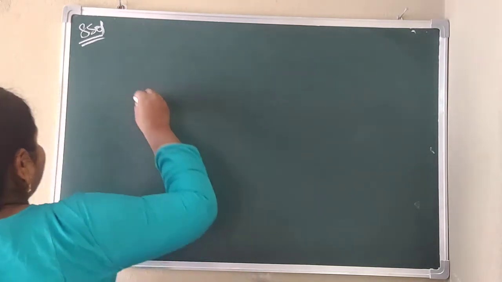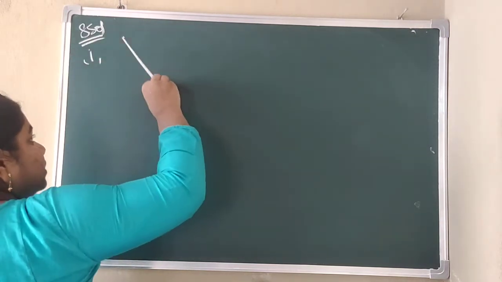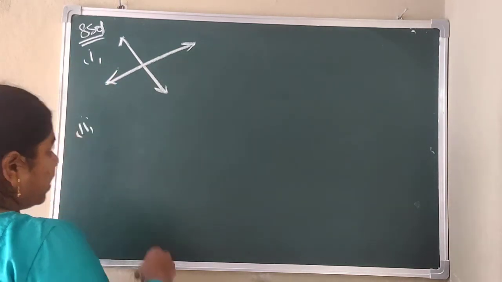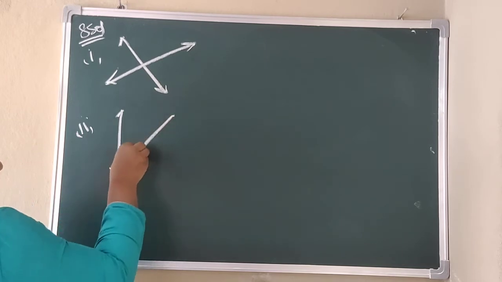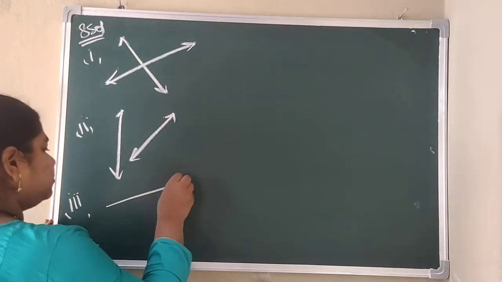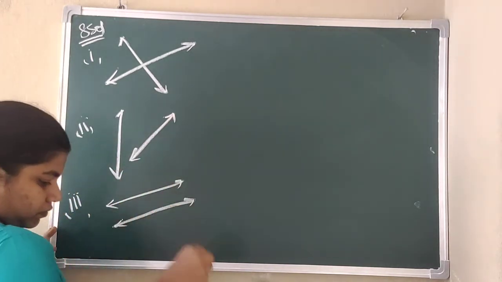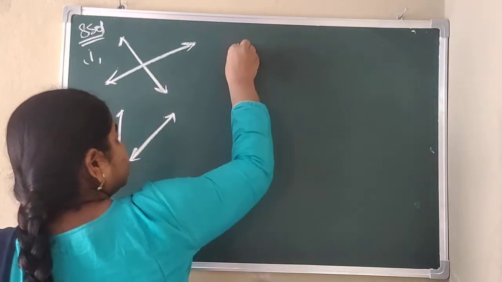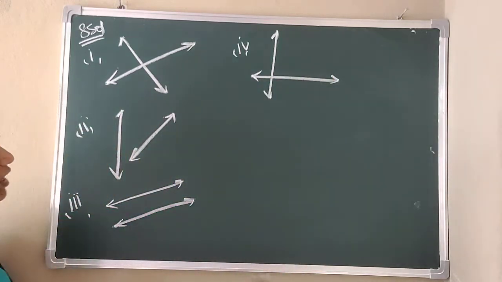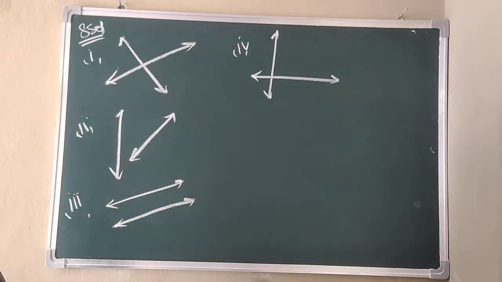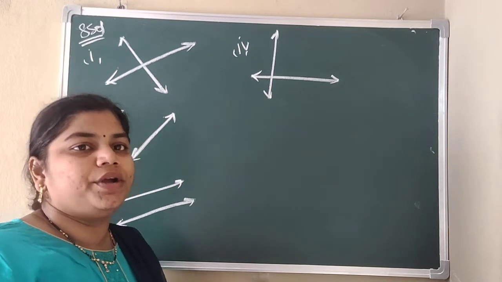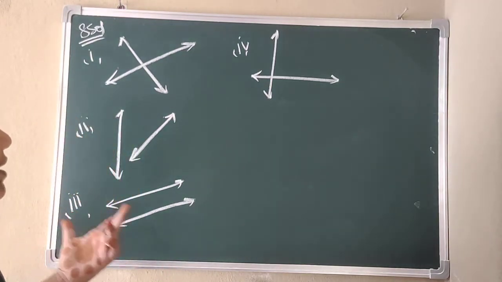So if you take the first one, that is in this way, second one in this way, third is this, and fourth one is this way. So which are intersecting lines here? So already I told you that intersecting lines means they will be meeting at some one point. So we will call those lines as intersecting lines.